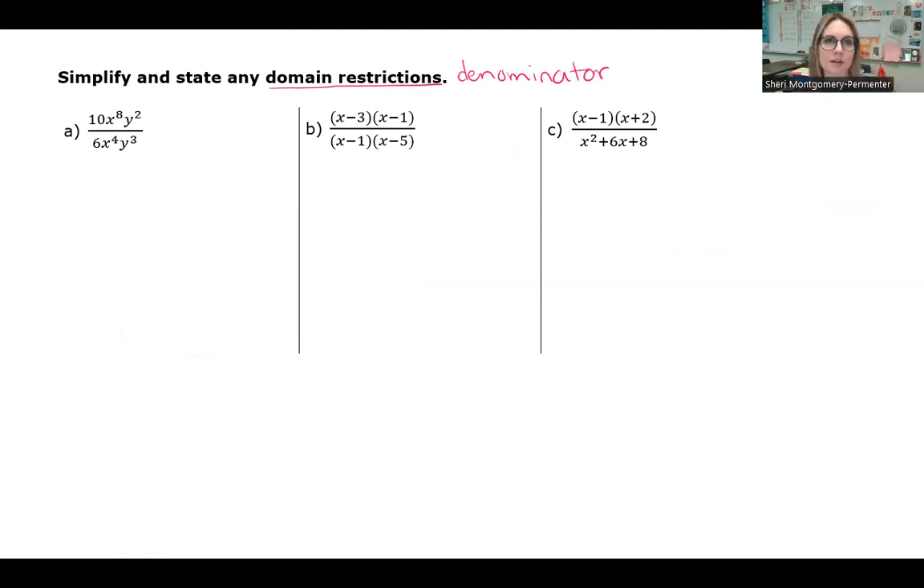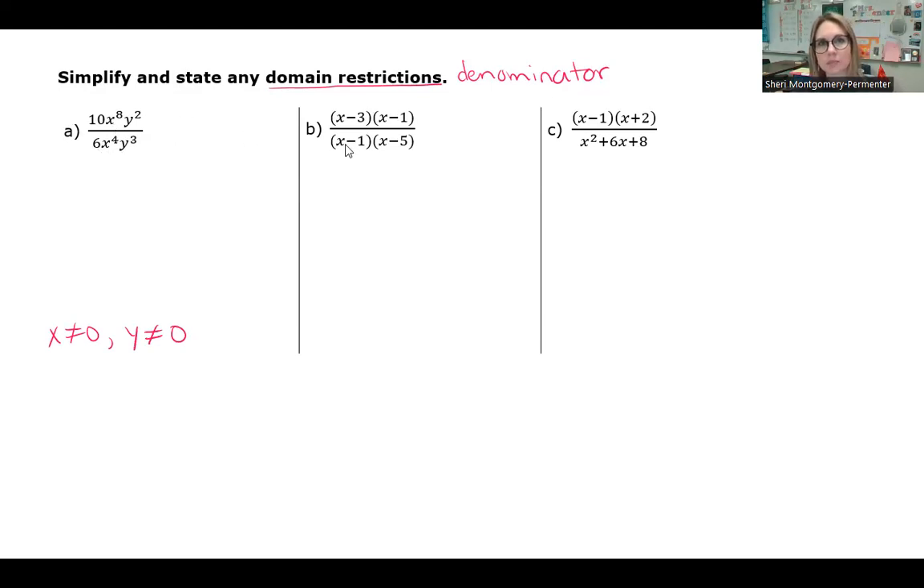When I look at the denominator, things that would make my denominator equal to 0 are things like if x was equal to 0, because if I multiplied by 0, it would all be 0. Y also can't be 0, because then it would all be 0, and we cannot divide by 0. So my domain restrictions for A: x cannot be equal to 0, and y cannot be equal to 0.